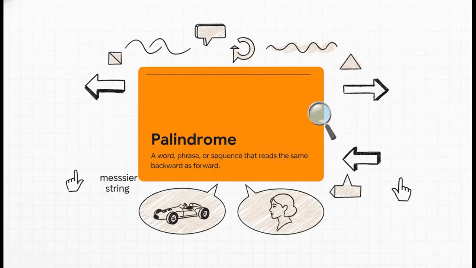So, just to make sure we're all on the same page, what even is a palindrome? Super simple, right? It's just something that reads the same forwards and backwards. Like madam or race car. The tricky part is applying that simple idea to a messy string like the one we just saw.